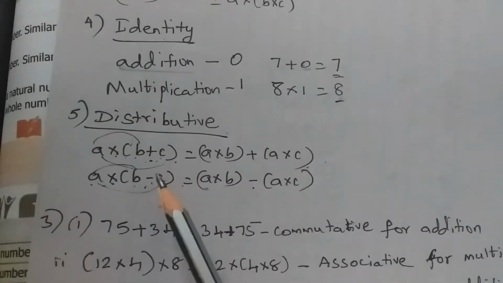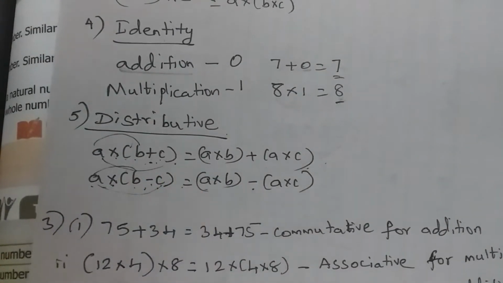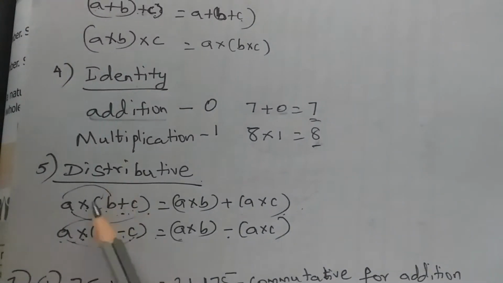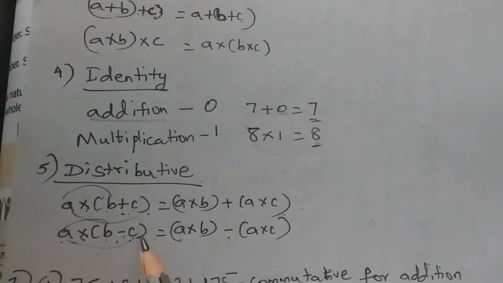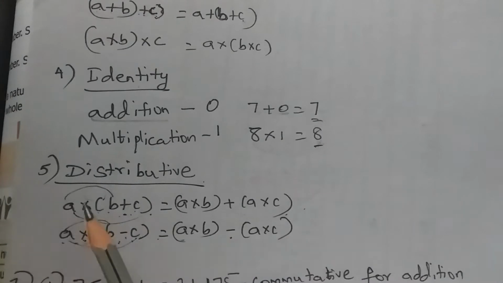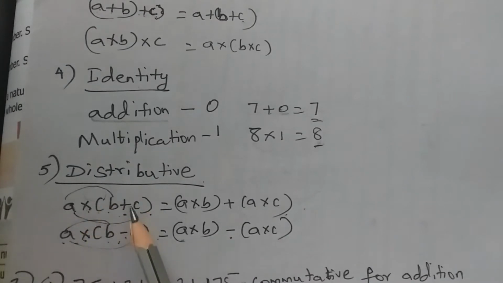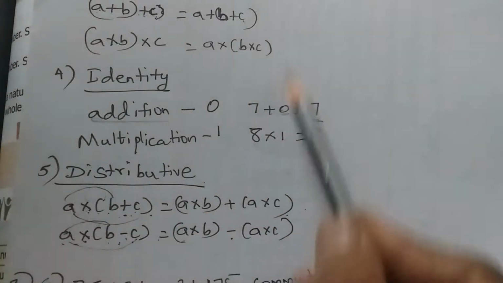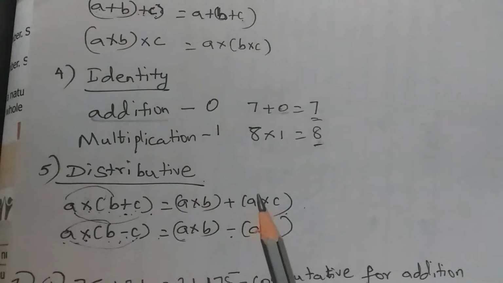So distributive is A into B plus C is equal to A into B plus A into C. Then A into B minus C is A into B minus A into C. These are distribution of multiplication over addition and distribution of multiplication over subtraction. If you want it in detail, please refer to the previous videos, where we have done examples.